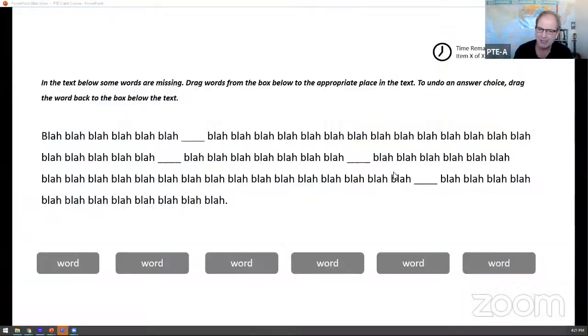Reading, fill in the blanks requires vocabulary again. So to develop your reading skills, do a lot of reading. Drag the words from the box below to the appropriate place in the text. To undo an answer choice, drag the word back to the box at the bottom of the page. So you'll be reading along, there's a blank, and there's a number of words down the bottom of the screen. One of those words will fill the blank, but two of those words may be very similar in meaning. You have to work out which one fits most appropriately in this context.